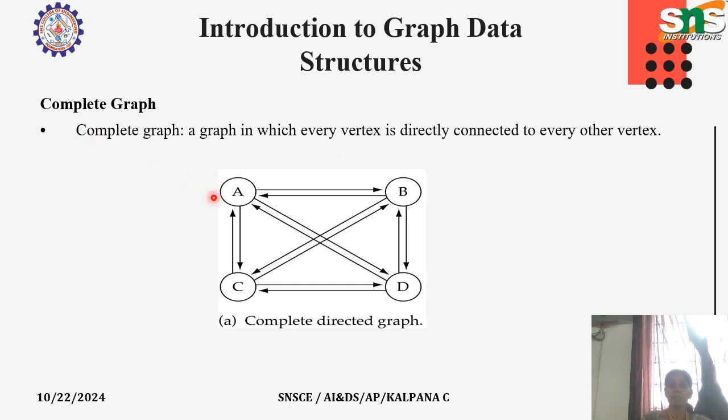Next is the complete graph. In a complete graph, every vertex, every node, is directly connected to every other vertex. Like A is connected with B, B is connected with D, D is connected with C, C is connected with A and vice versa. B is also connected with A. So likewise here all the vertices, all the nodes, are interconnected, connected together. So we call this a complete graph, complete directed graph.